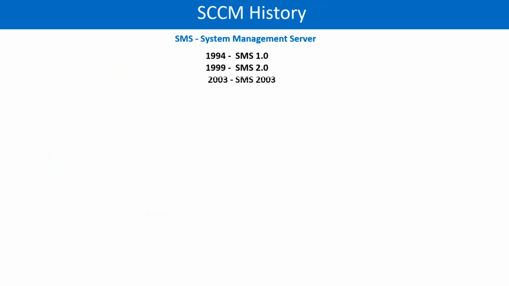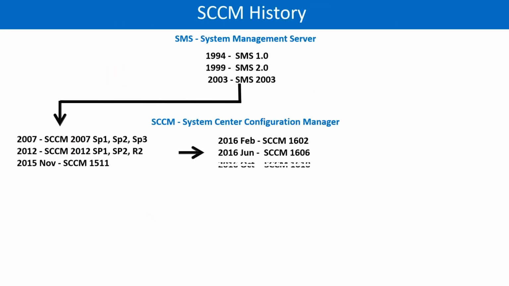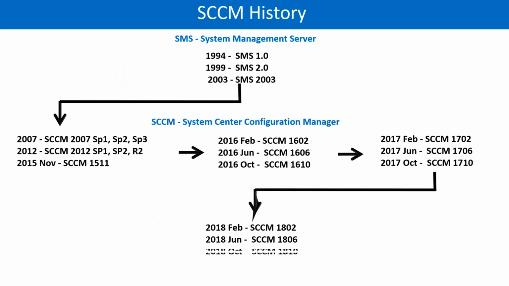So now let me take you to the historical background of SCCM. SCCM was started in 1994, like 25 years back. In the year 1994, they released SMS 1.0, then SMS 2.0. Then in the year 2003, they released SMS 2003. The previous old name of SCCM was SMS, System Management Server.